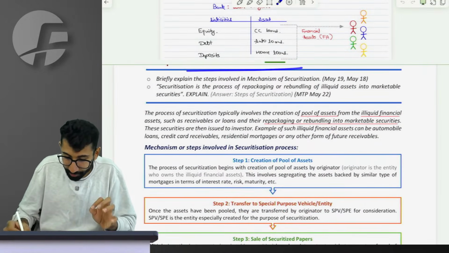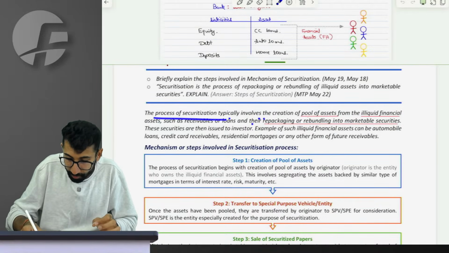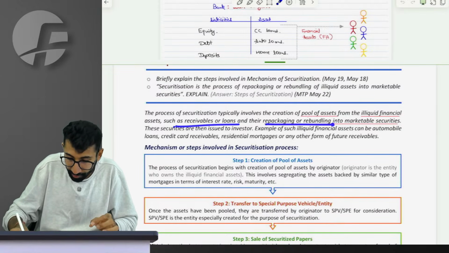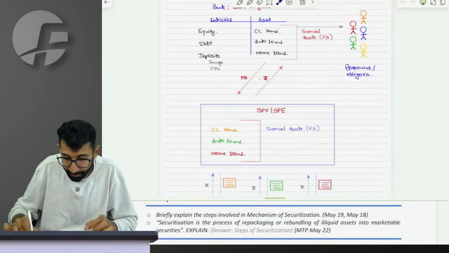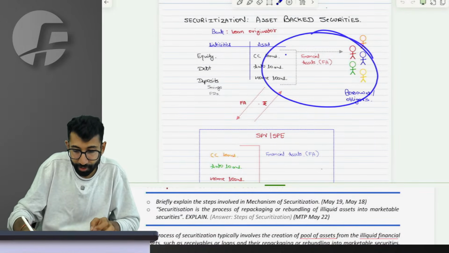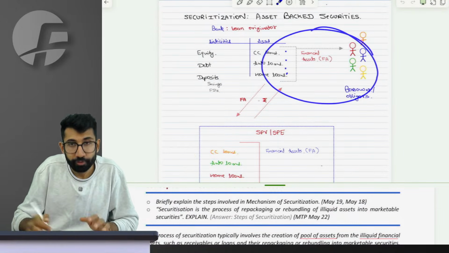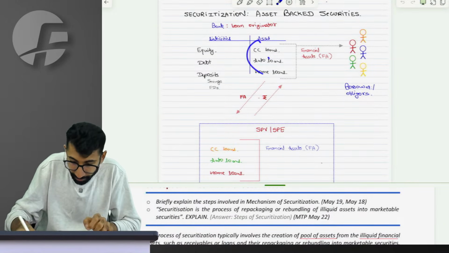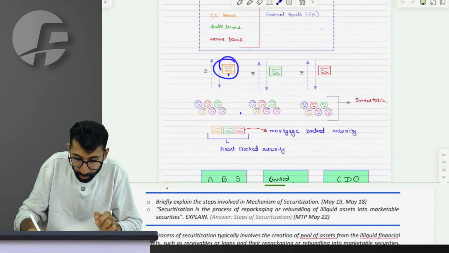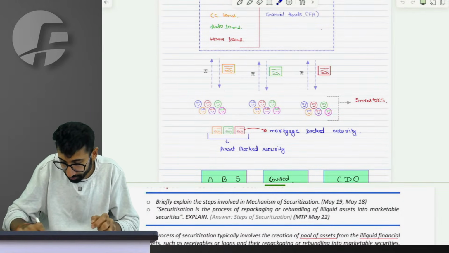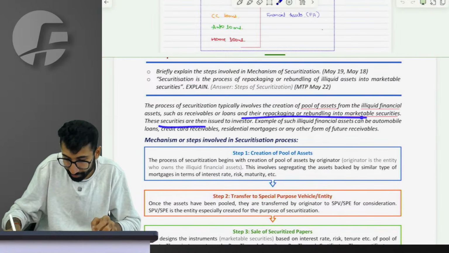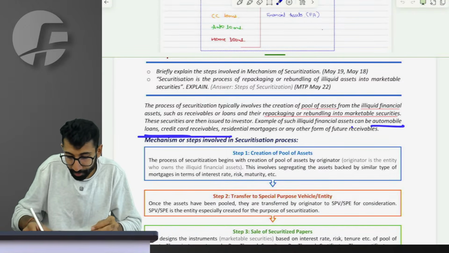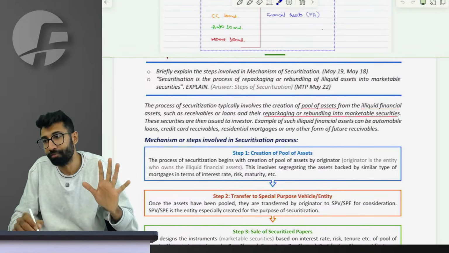Concept and mechanism of securitization. The securitization process involves creation of a pool of assets from illiquid financial assets such as receivables and loans, and their repackaging into marketable securities. Sir, a pool of assets, right? That pool, which means all the assets of different types have been pooled, is then converted or repackaged into marketable securities. That's the concept of securitization. These securities are issued to investors. The pool can be automobile loans, credit card receivables, home loans, or any other kind of receivable of the bank.